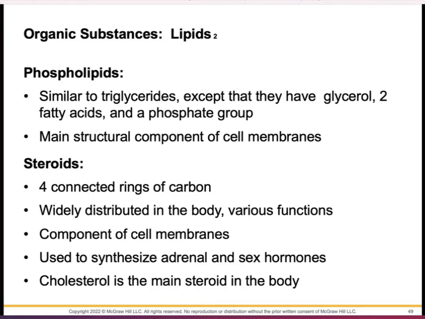And just like our phospholipids, our cholesterol molecules are going to be found within the cell membrane. Like I stated before, this is where their hydrophobic and hydrophilic regions help to regulate the flow of our substances in and out of the cell. So that is where they are a component and very important in our cell membranes.